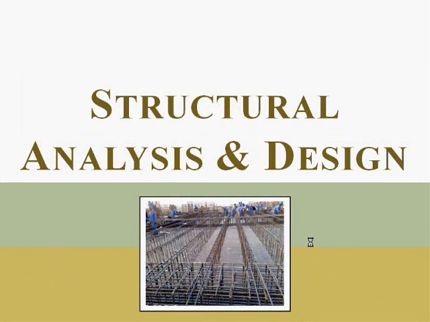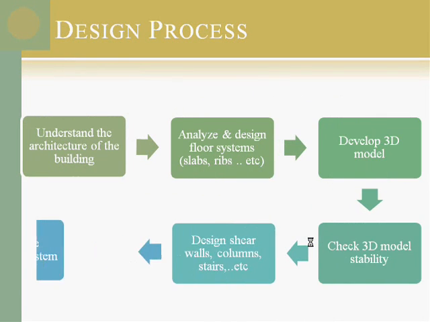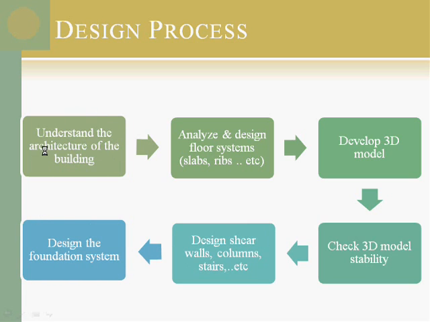Starting with the structural analysis and design part. The design process for the graduation project was mainly moving with this diagram. First, we had to understand the architecture of the building, because we got the architectural and it was a real design architecture with very complicated details, so we spent a lot of time understanding this architecture, and then we went to the next stage, which is analyzing and designing the floor systems, which is the flat slab and the ribbed. After that, we were able to develop the 3D model for the tower, and we used the program ETABS.